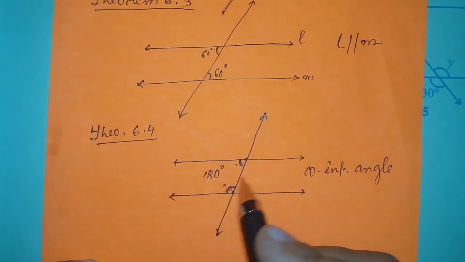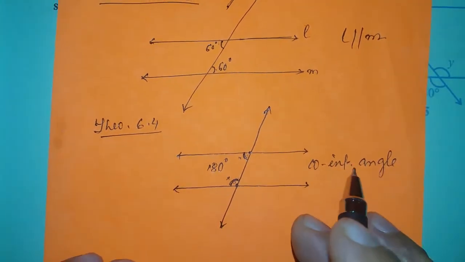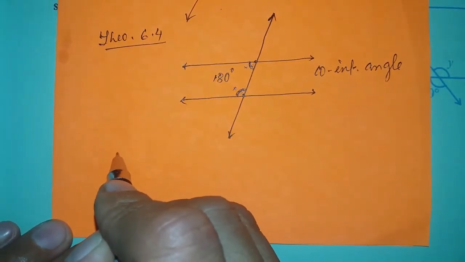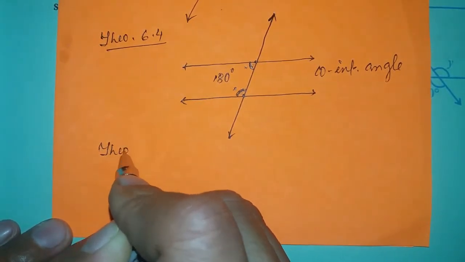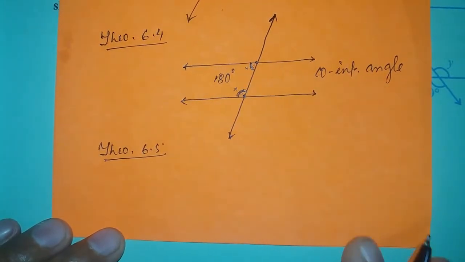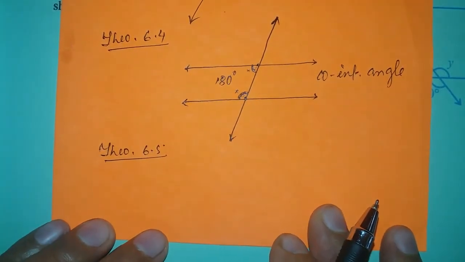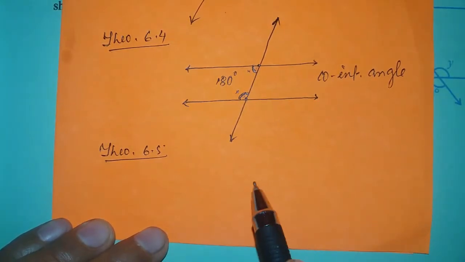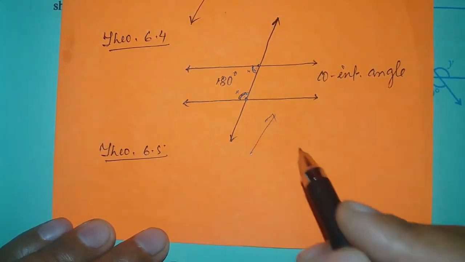And the sum of these two angles is 180 degree. Now next is Theorem 6.5. Here it says if a transversal intersects two lines such that a pair of interior angles on the same side of the transversal is supplementary, then the two lines are parallel. This is the converse, the opposite of this theorem.